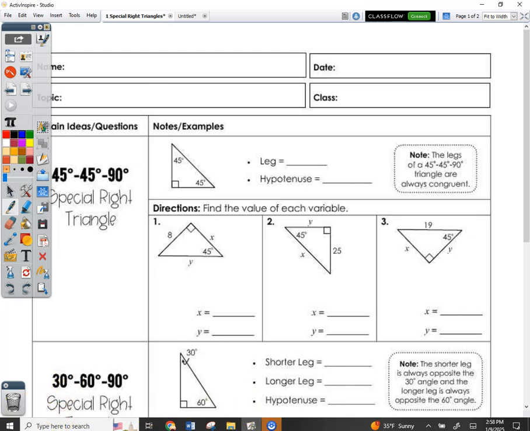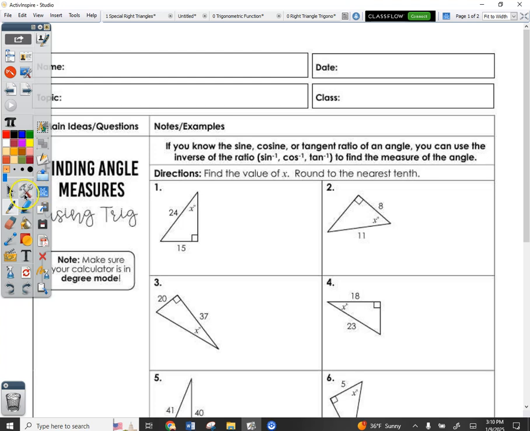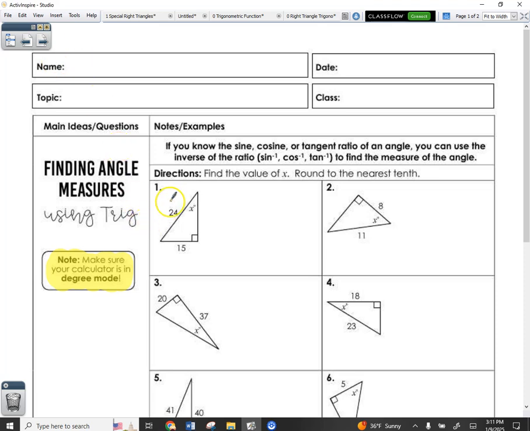First and foremost, and if you have a highlighter, you may want to highlight this. Since we are fixing to start typing the buttons on your calculator that actually say sine, cosine, tangent, you need to make sure your calculator is in degree mode.